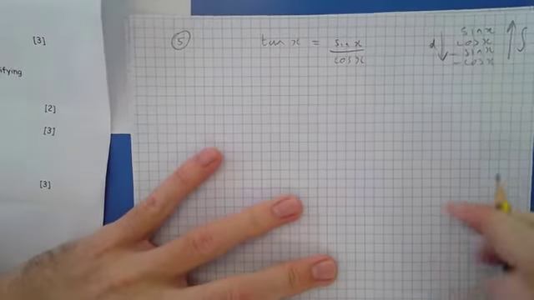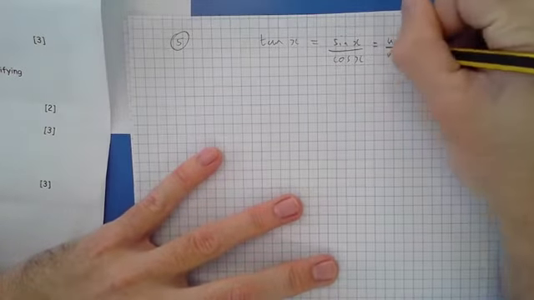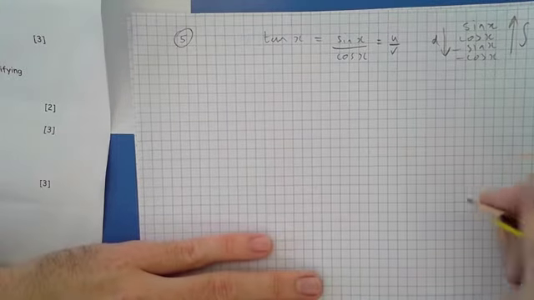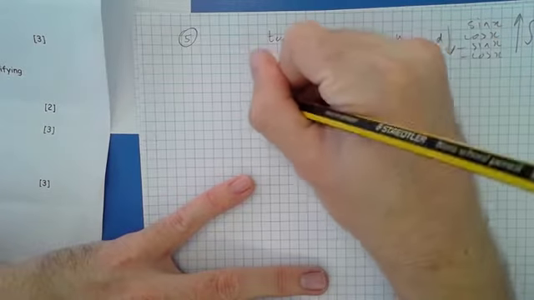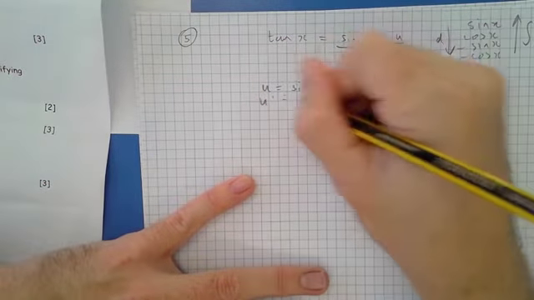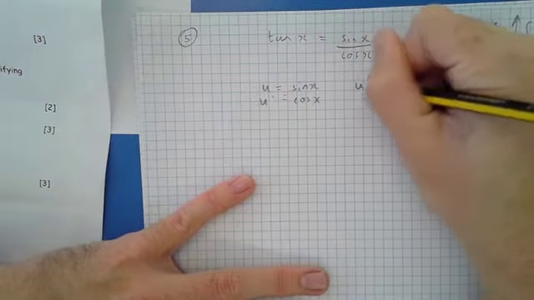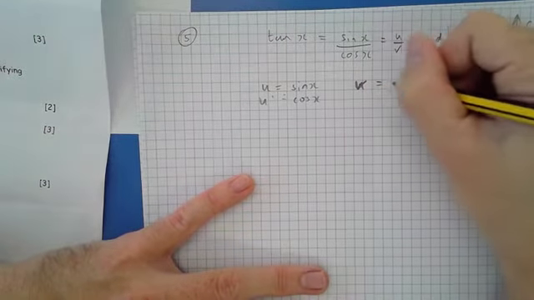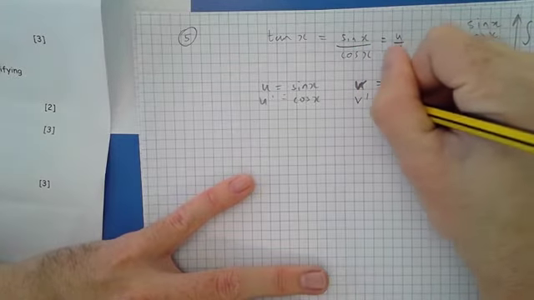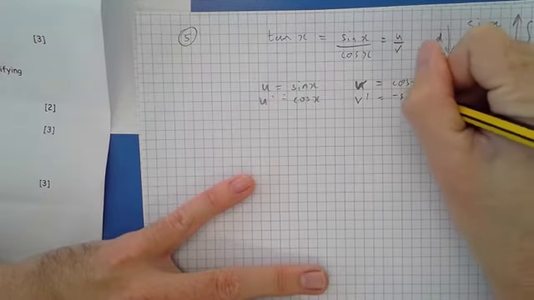Okay? So I've got a function of x divided by another function of x. That means I'm doing the quotient rule. So u is equal to sine x, u dash is equal to, sine goes to cos. So sine goes to cos. So v there, v would be equal to cos x, and v dash, cos goes to minus sine.